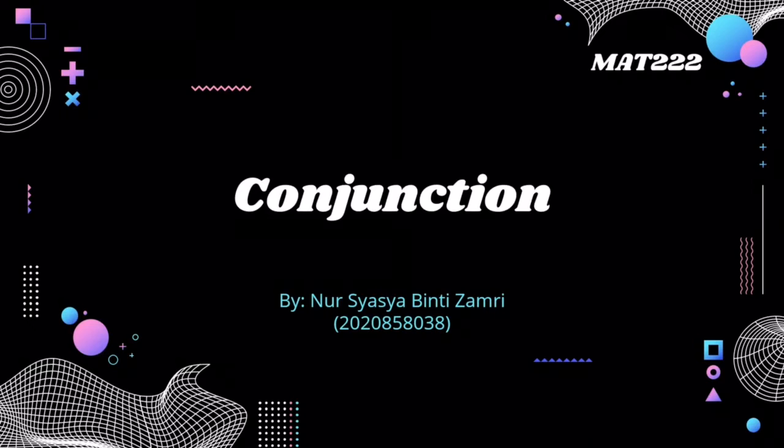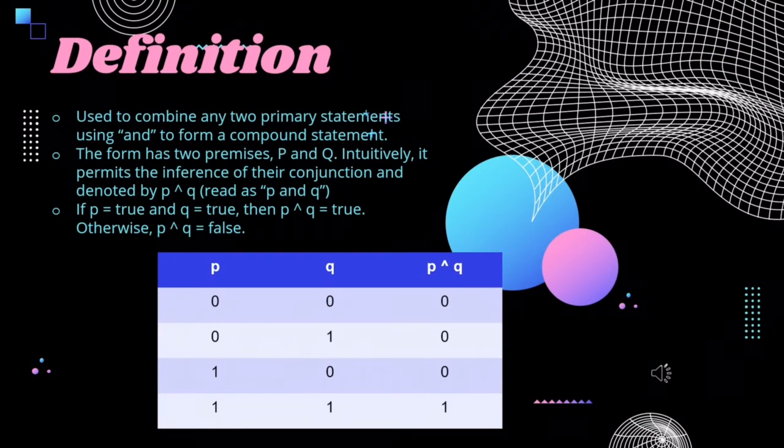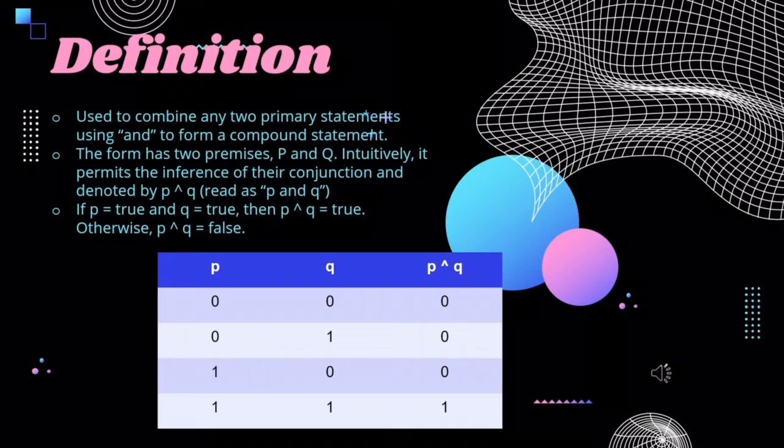So the next subtopic is conjunction. Let me explain what conjunction means. Conjunction is used to combine any 2 primary statements using and to form a compound statement. The form has 2 premises, which are P and Q. Intuitively, it permits the inference of their conjunction, denoted by P and Q, read as P and Q. If P is true and Q is true, then P and Q is true. Otherwise, P and Q is false.